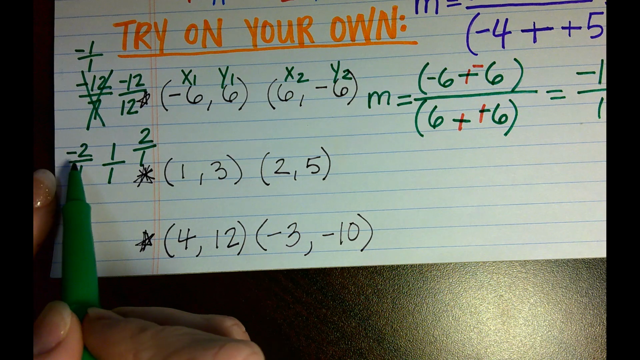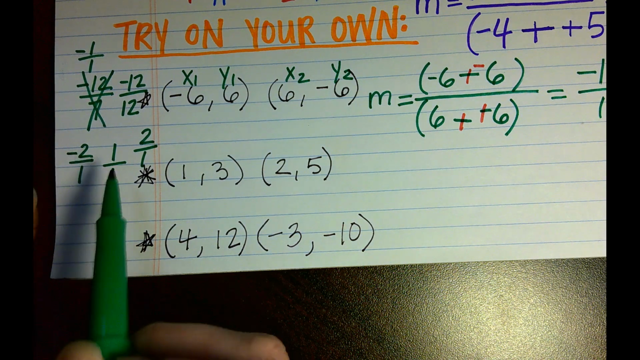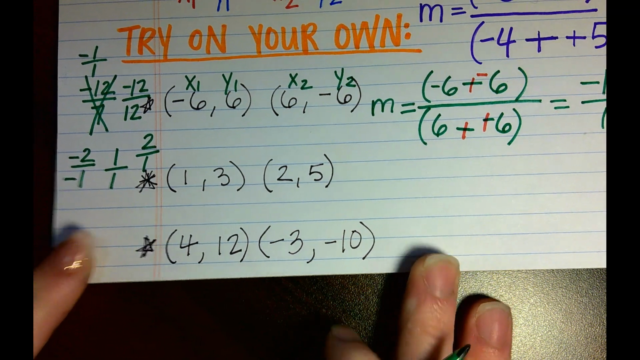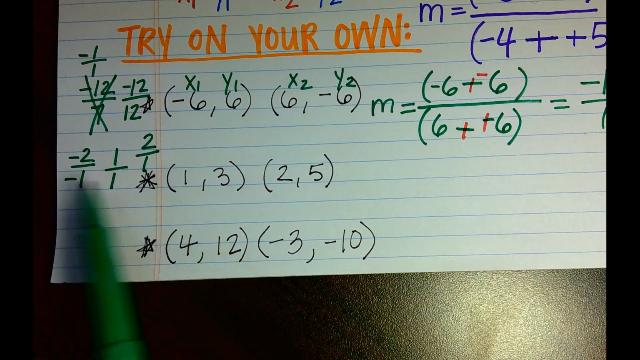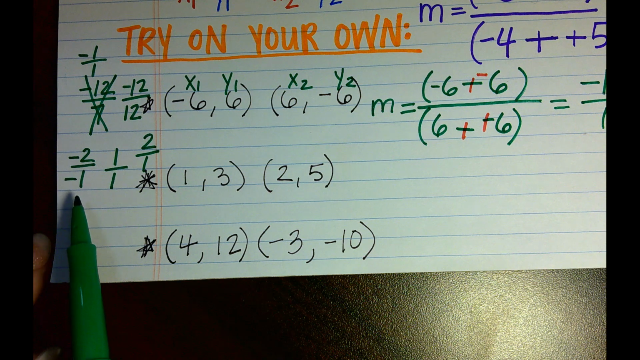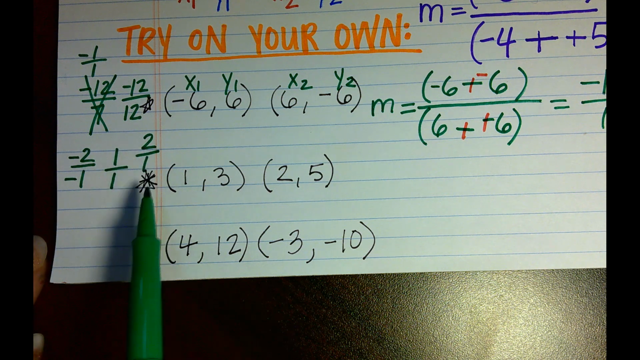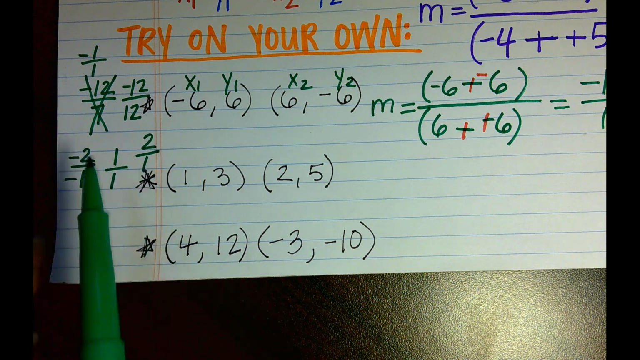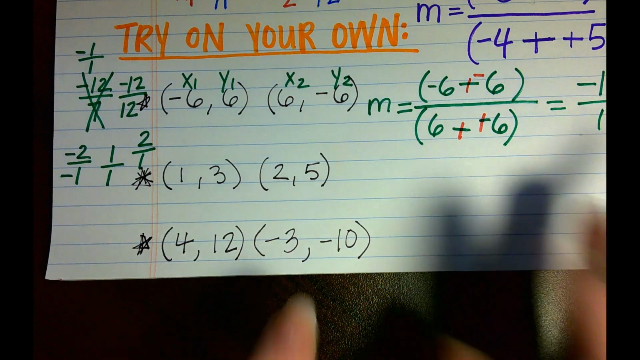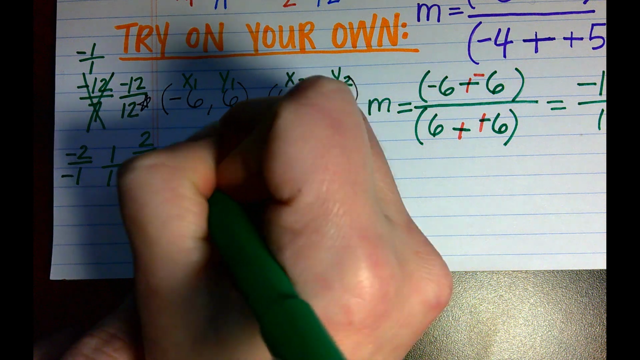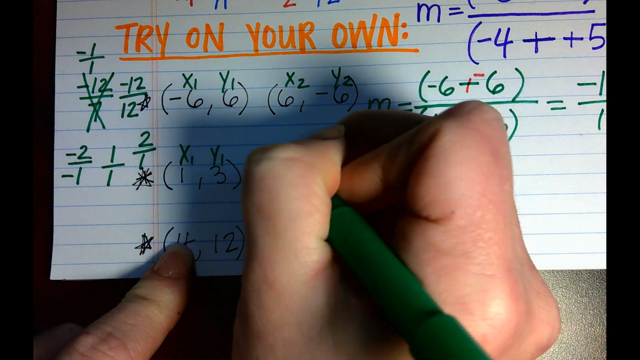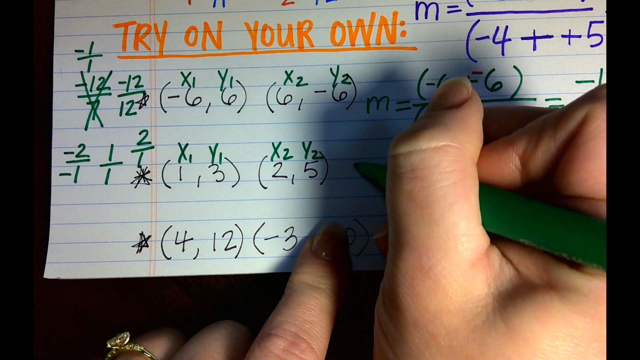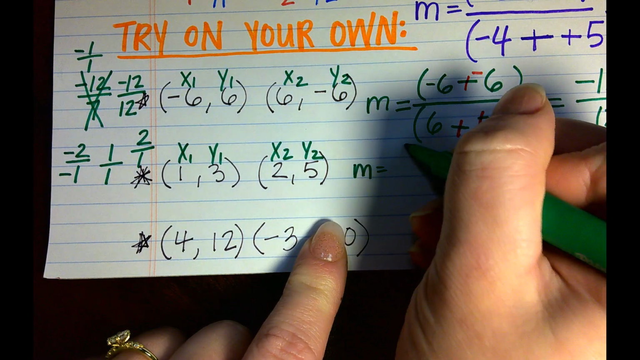Now, let me ask this real quick. Amanda, did you say -2 over -1? Yeah. Okay, there we go. Any other answers besides -2 over 1, 1 over 1, and 2 over 1? Everybody got one of these? Okay, let's see which one is right. We'll label our X's and our Y's, and we will plug our numbers in.